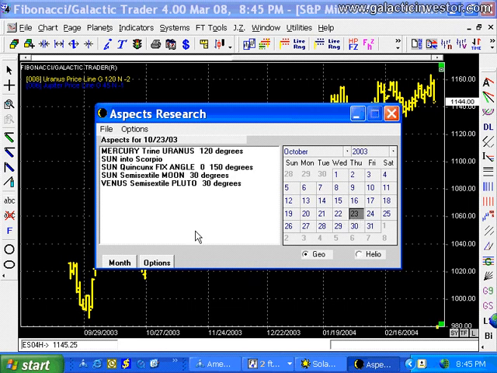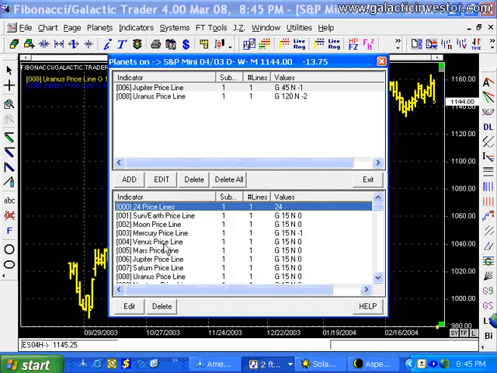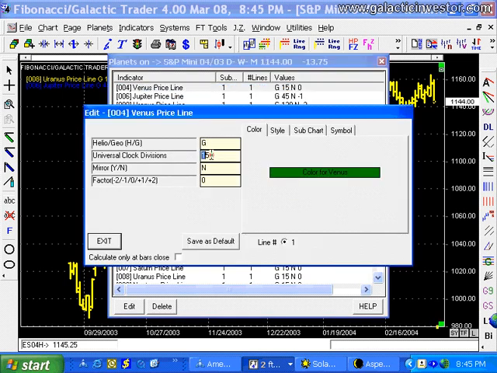Let's go back to the 23rd. We had Venus semi-sextile Pluto. So then we'd go to planetary lines. You could click on Venus or Pluto. But if we click on Venus, we would change it to 30.